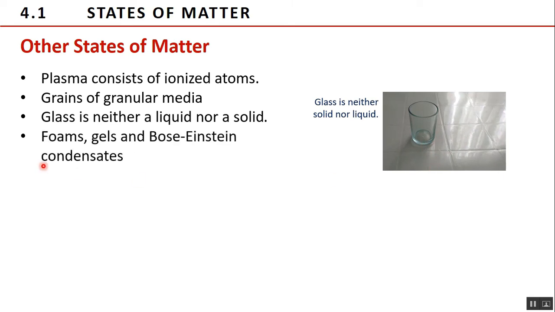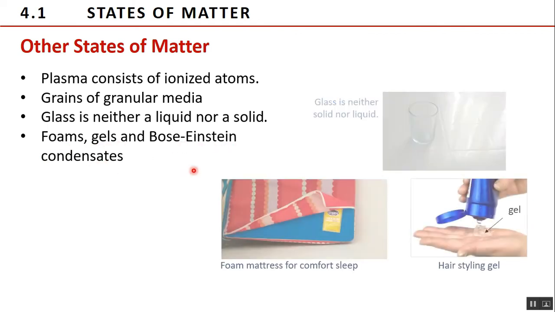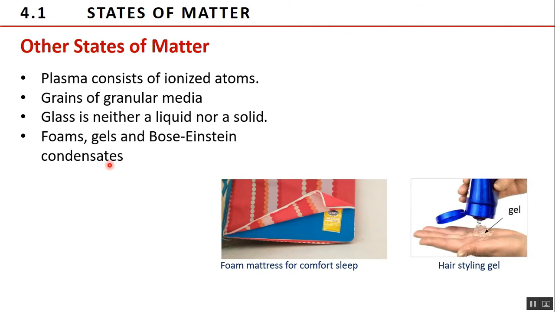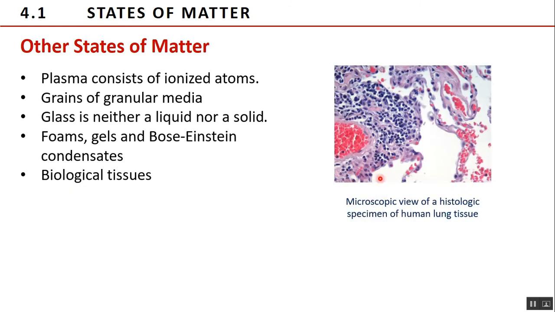Other states of matter are foams, gels, and Bose-Einstein condensates, which are currently receiving a lot of interest from scientists and researchers. Here we have your foam mattress we use to have comfort sleep at night. While the hair styling gel most of the boys are using is actually a form of gel. Finally, our body, plants and animals consist of biological tissues, which predominantly consist of water, able to keep or change in shape depending on environmental conditions.